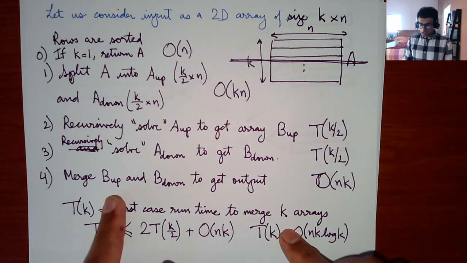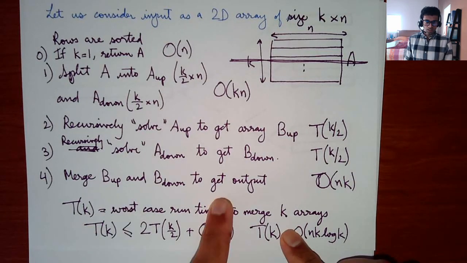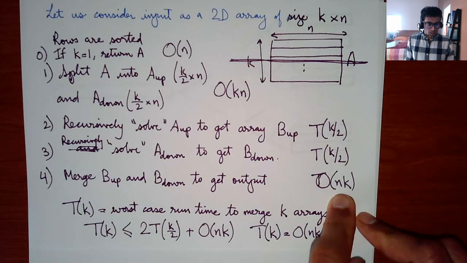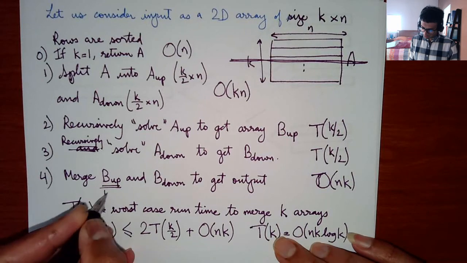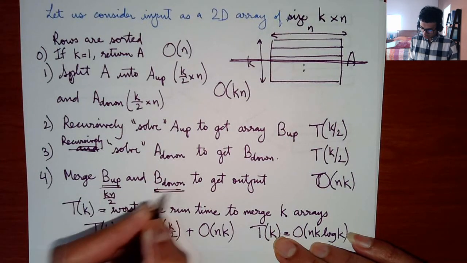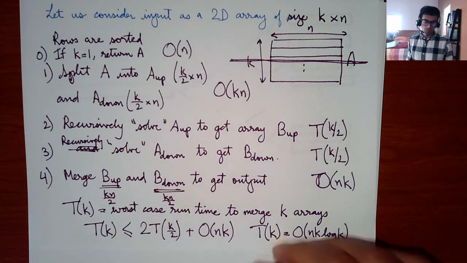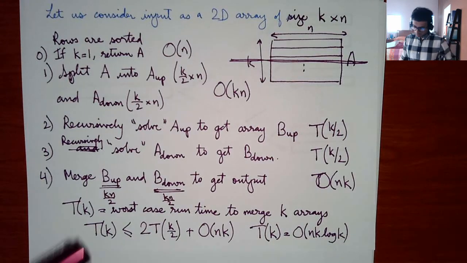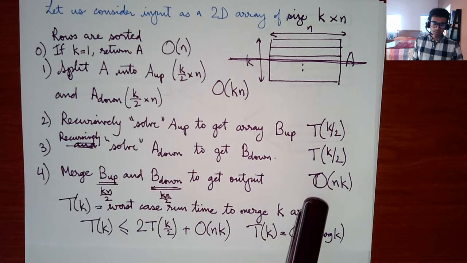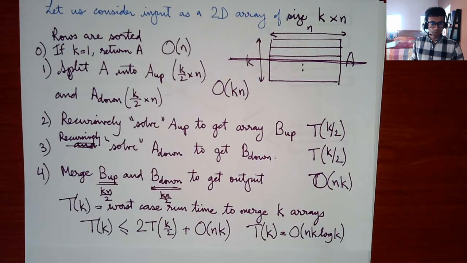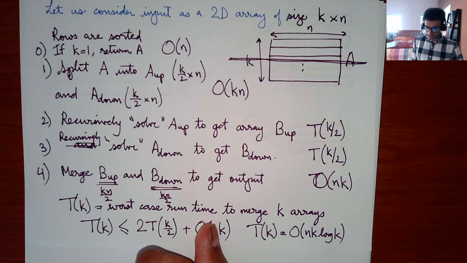Then you merge the outputs to get a single array. This is just a linear time merge, because the size of b up is going to be kn over 2, and the size of b down is going to be kn over 2. So merging those is just going to be O of nk. That gives the recurrence over here, because you just sum all the runtimes, and T of k is at most the summed runtime. To solve this recurrence, if you ignore the n, you basically get k log k. And you can actually just multiply by the n.